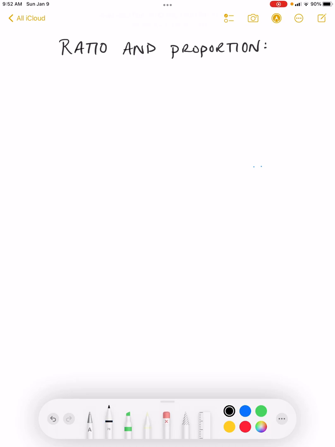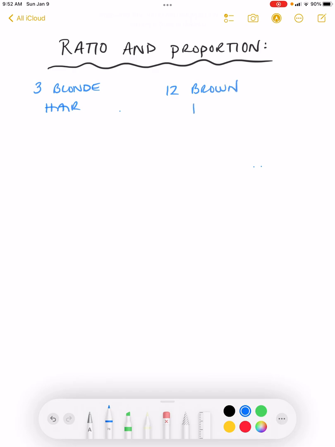This is going to be a quick little video to review the basics of ratio and proportion. So what a ratio does is it basically compares two quantities. Let's say in our class we have 3 students that have blonde hair, and there are 12 students that have brunette, or we'll just say brown hair, okay?